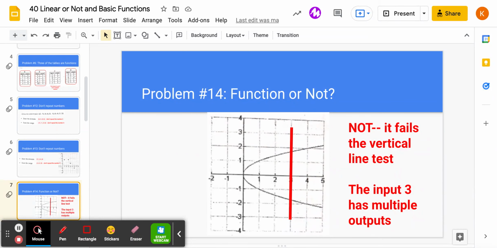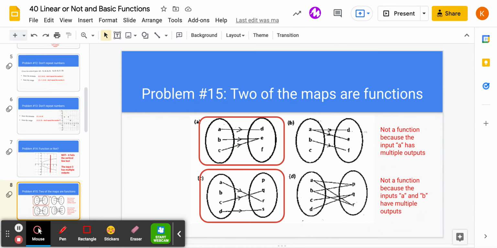If you had a different graph where the vertical line would only intersect at one point only, then that would be a function. So vertical line test, super fast way to determine whether or not a graph is a function. Great way to do it. Another thing, mappings, a very easy way to determine whether or not a relation is a function.